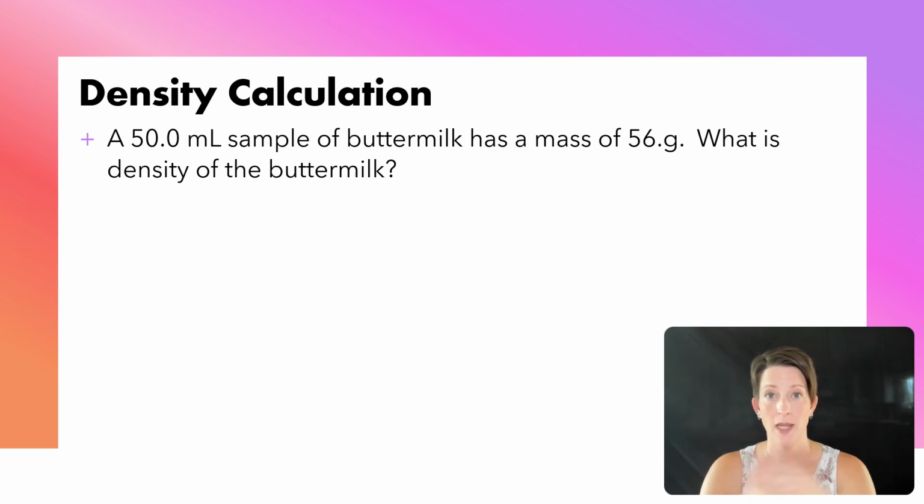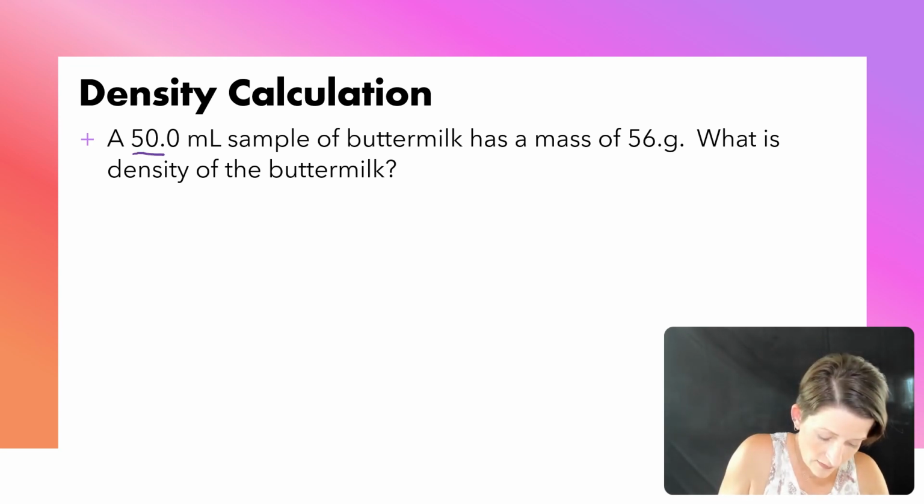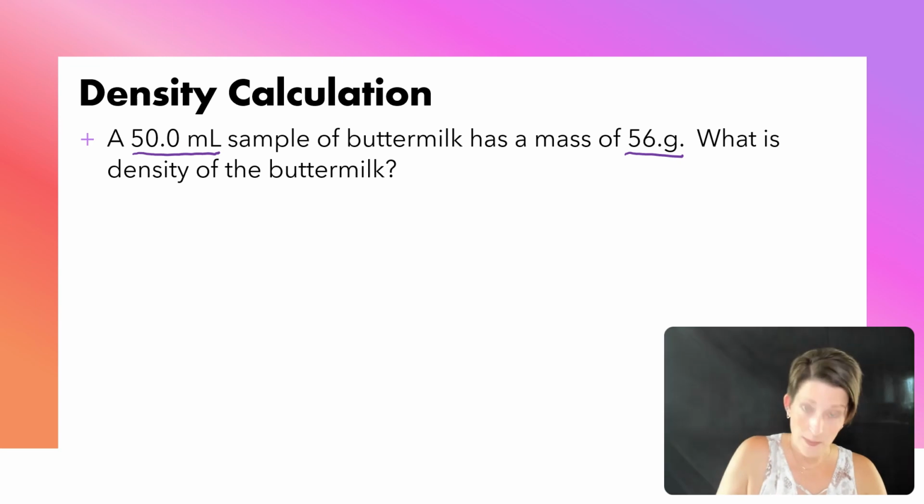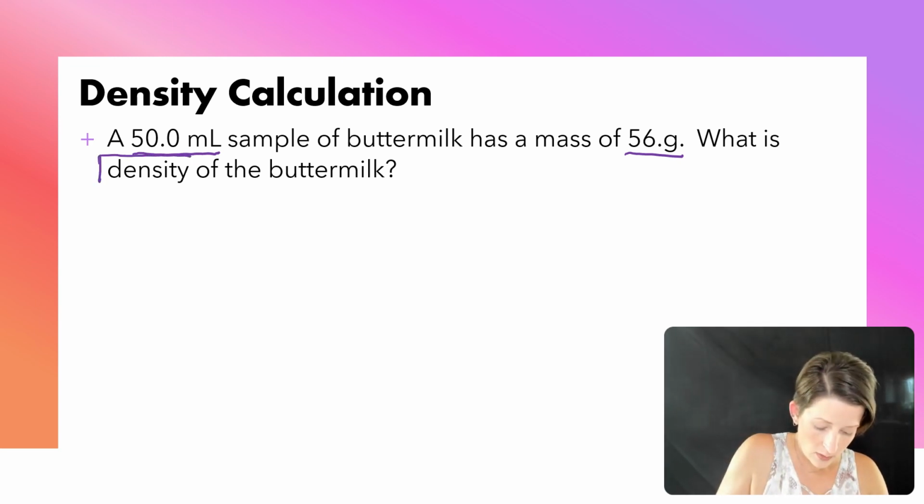Here is a calculation. I'm going to use the variable calculation first, and on the next example, I'll use the magic triangle. Like the process from the unit conversions, I'm going to follow the same process here. A 50 milliliter sample of buttermilk has a mass of 56 grams. What is the density of the buttermilk? Underline what it is that I know or was given. So I know we have 50 milliliters of a sample of buttermilk, and it has a mass of 56 grams. Box what it is we're looking for. So find the unit that is unknown. We're going to look for density.